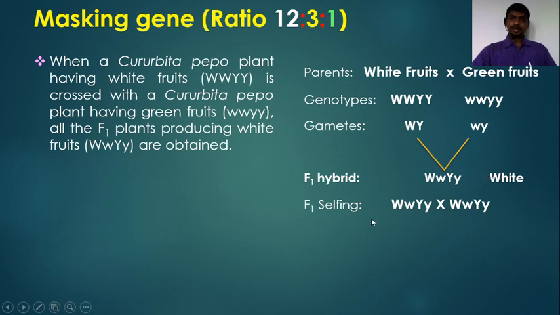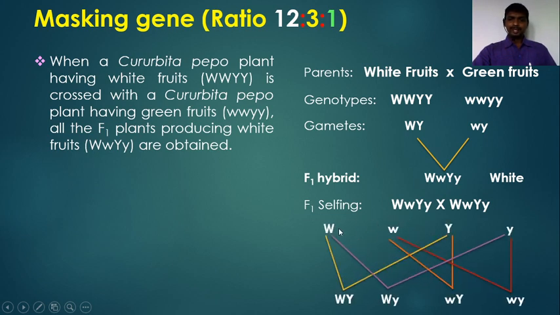When these F1 hybrids are allowed to self-pollinate, we are performing selfing between the individuals of the F1 hybrids. We get different types of gametes like this. Here capital W, capital Y, we get capital WY. Similarly, capital W, small y, we get capital W small y. Now small w, capital Y, we get small w capital Y. And small w, small y, we get the gamete small w small y. So these are the gametes of the F1 hybrid.